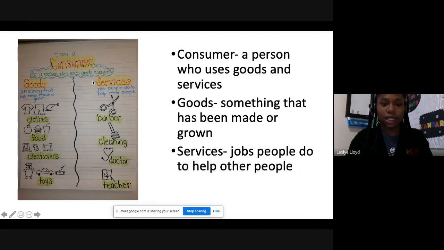On the other side of the list is services. Services are jobs people do to help other people. So, something that you may not be able to do, you may know a friend that does that thing well. Examples of services are a barber, cleaning, doctor, and teachers. For cleaning, maybe someone you know has hired a maid, or you ask someone to come clean out your car or your house for you. Those types of things are services. And then over here, we just have the definitions of consumer, goods, and services that we already went over in the anchor chart. So let's keep going.